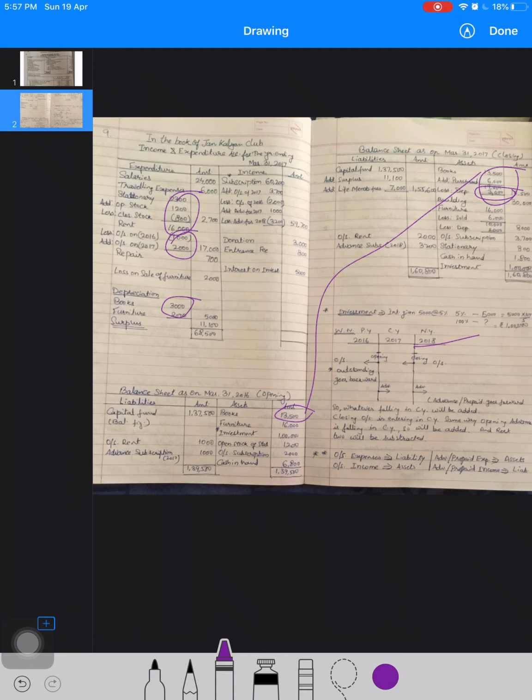Subscription. Now see subscription here, mainly subscription will be your main adjustment. Subscription 60,200, it has an adjustment, so write down in the inner column. Now if you can see here, there are two adjustments: subscription received in advance and outstanding subscription. So I will take outstanding subscription first, this second one, 2,000 and 3,700, so 2,000 of last year and 3,700 for this year. I will show you one working note, I have done it.